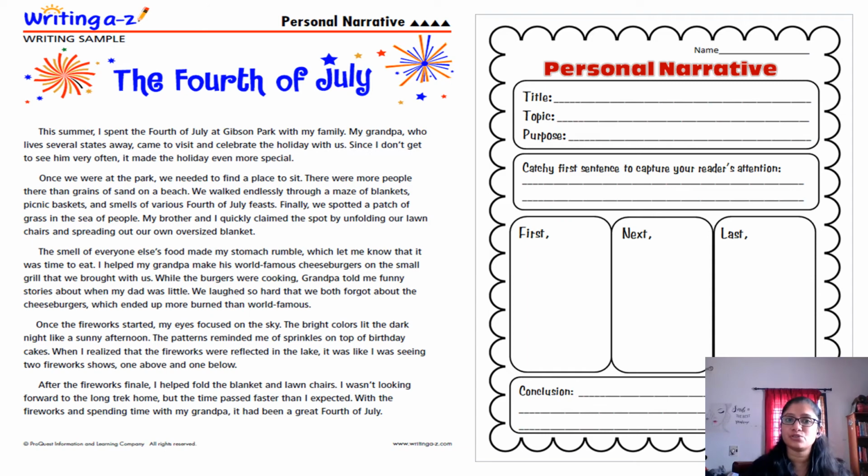You can see how it is used. The smell of everyone else's food made my stomach rumble, which let me know that it was time to eat. I helped my grandpa make his world-famous cheeseburgers on the small grill that we brought with us.